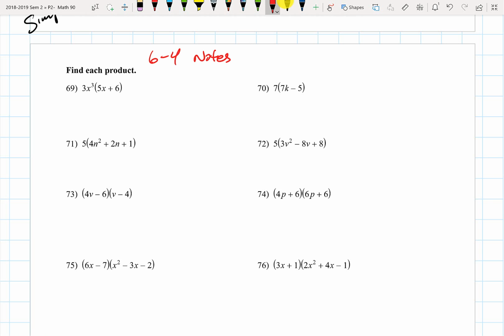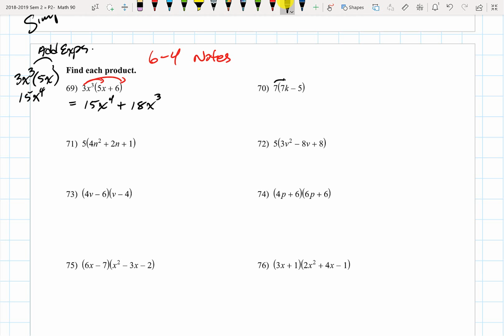Now, then we get into, I think it's section 6.4 here, I think. So you can check your notes there, because here we start multiplying. So distribute. So this is equal to 15x to the fourth plus 18x to the third. Okay, now in this one, when you multiply 3x cubed times 5x, it's 15. 3 times 5 is 15. And then when you multiply x cubed times x, you get x to the fourth because you add the exponents. That was the thought process there.